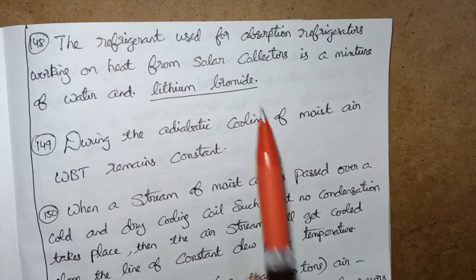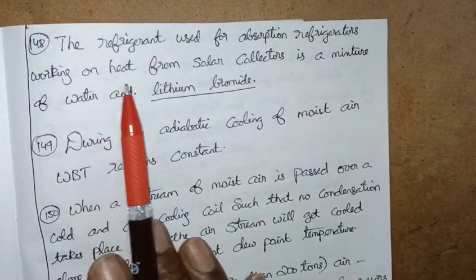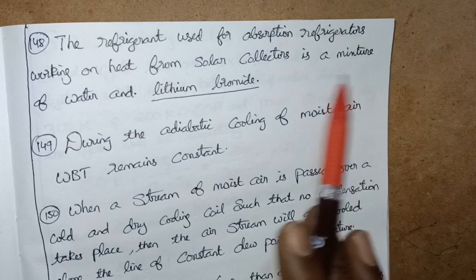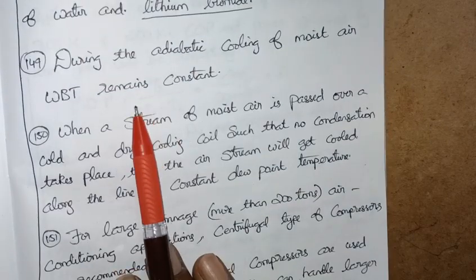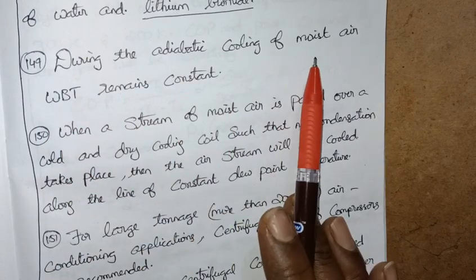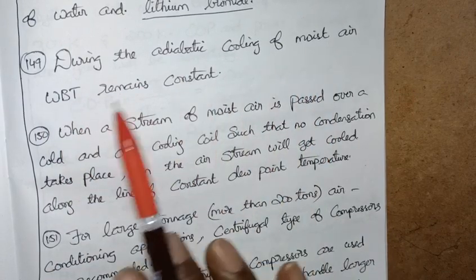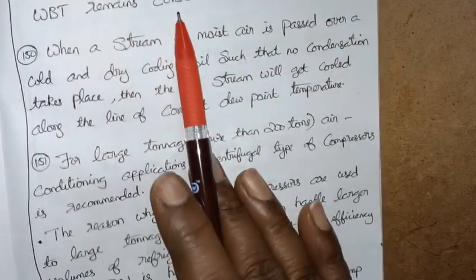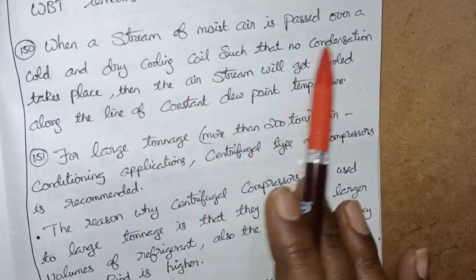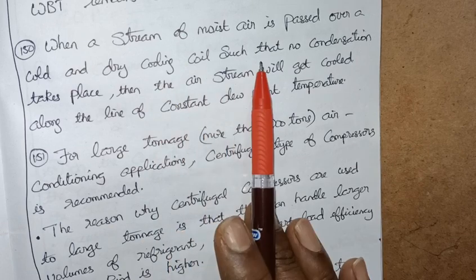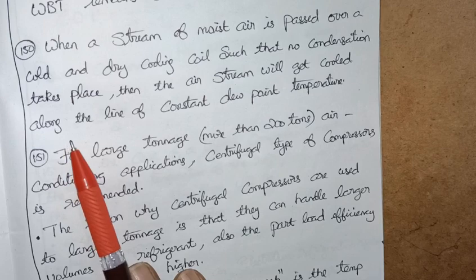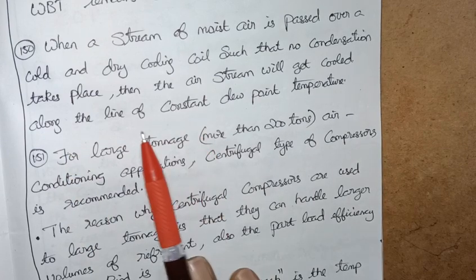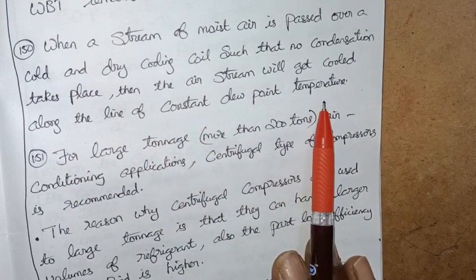The refrigerant used for absorption refrigerators working on heat from solar collectors is a mixture of water and lithium bromide. And during the adiabatic cooling of most moist air, WBT remains constant. When a stream of moist air is passed over a cold and dry cooling coil such that no condensation takes place, then the air stream will get cooled along the line of constant dew point temperature.